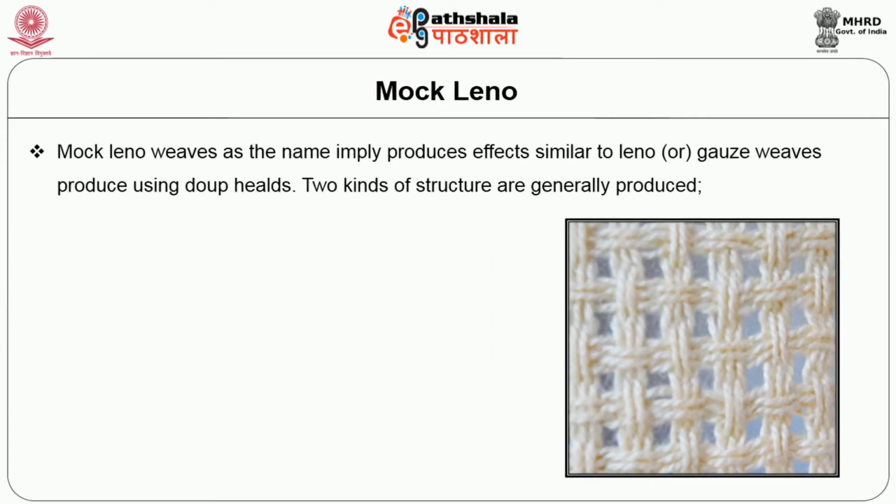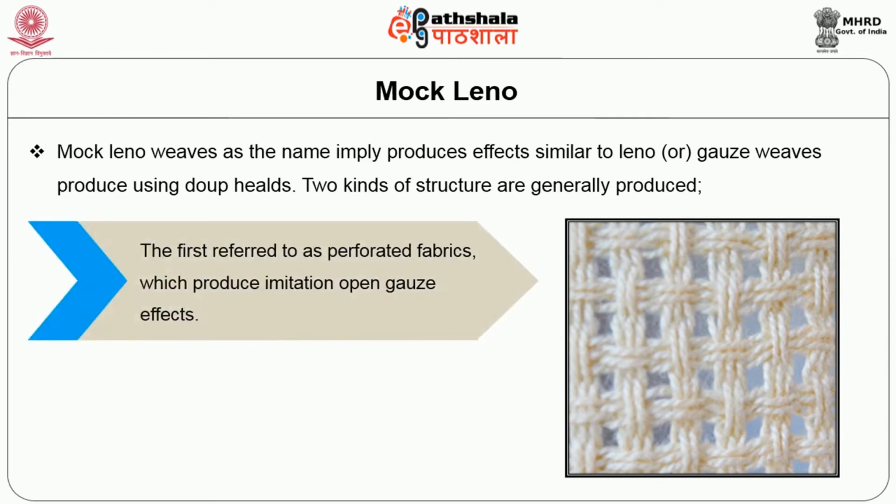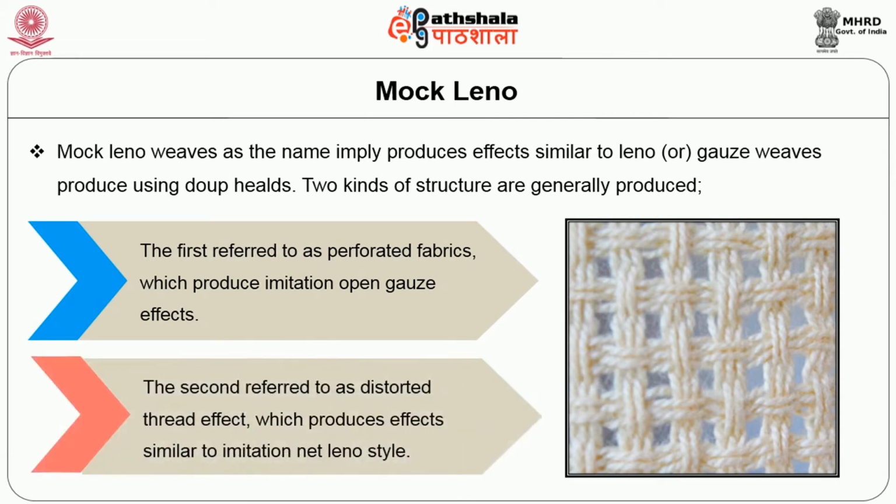Mochlino is the next fancy weave. The Mochlino weaves, as the name implies, produce effects similar to lino or gauze weaves produced using doup heels. Two kinds of structures are generally produced. The first is referred to as the perforated fabric, which produces an imitation open gauze effect, and the second is referred to as the distorted thread effect, which produces effects similar to imitation net lino style.